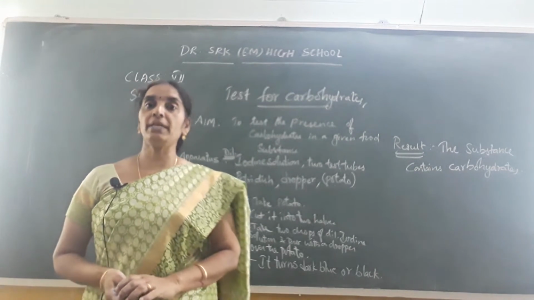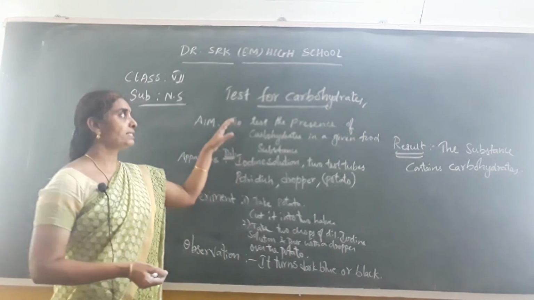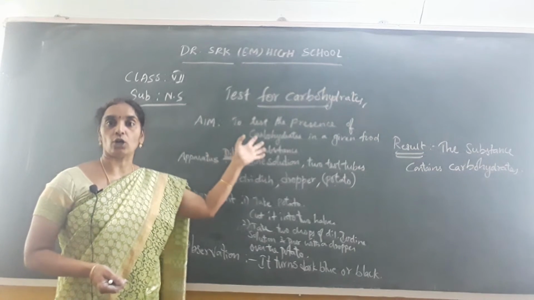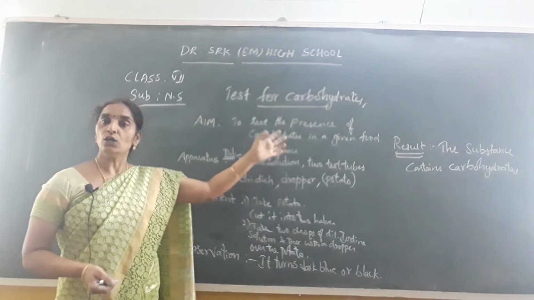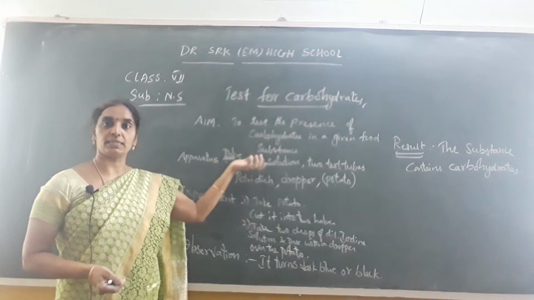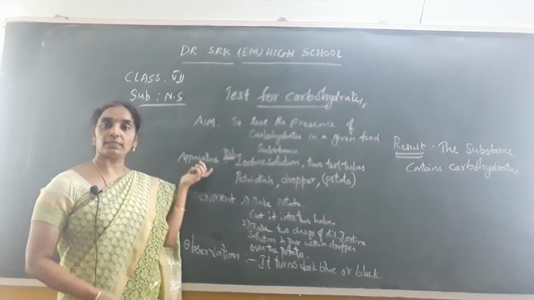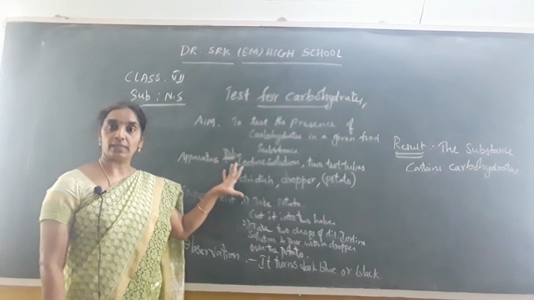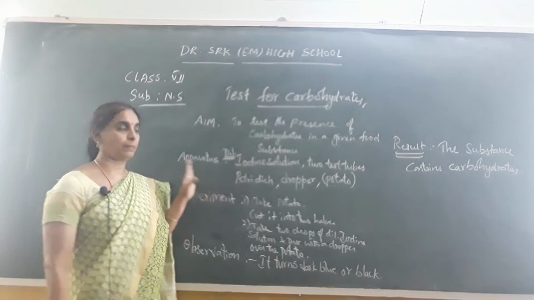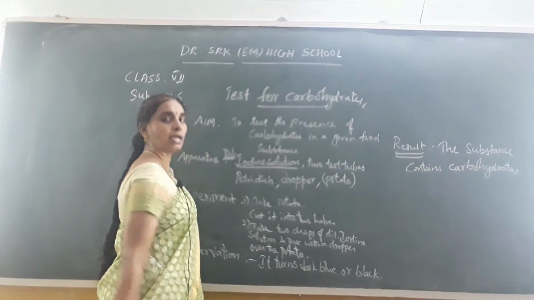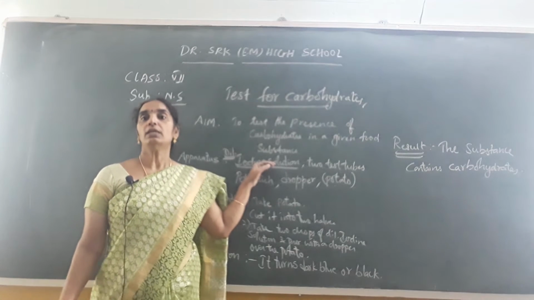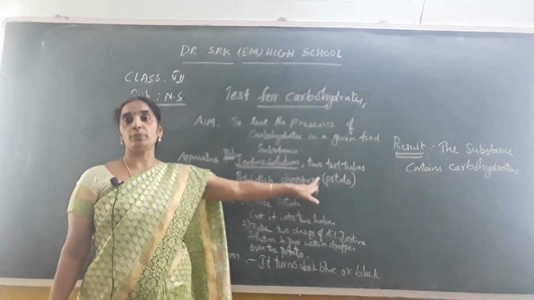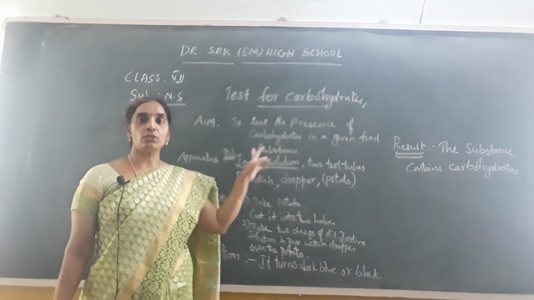Okay, so once again I repeat, what is the aim of this test? Test for carbohydrate. That is to test the presence of the starch or carbohydrates in the given food sample or food substance, anything that is given to you. Then you have to take the materials that are required to prepare this experiment. First of all, you need dilute iodine solution. If you have the concentrated iodine solution, you have to dilute it by adding water to it. Then you take one test tube and put in the dilute iodine solution.